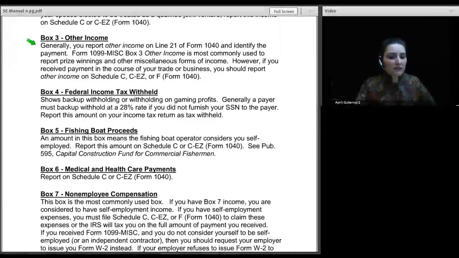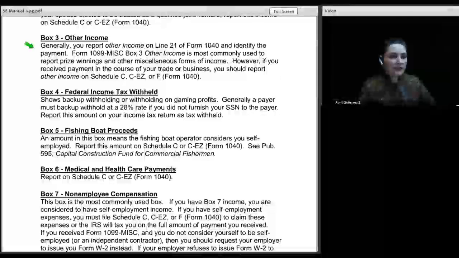Moving on, we have the other income box. Sometimes the other income box reports information that really belongs in box 7. So you have to be on your toes. The income reported in box 3 may or may not be subject to self-employment tax.